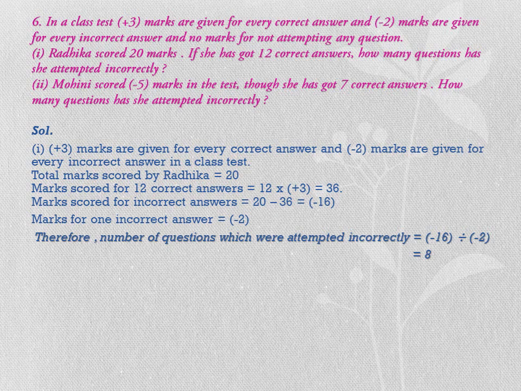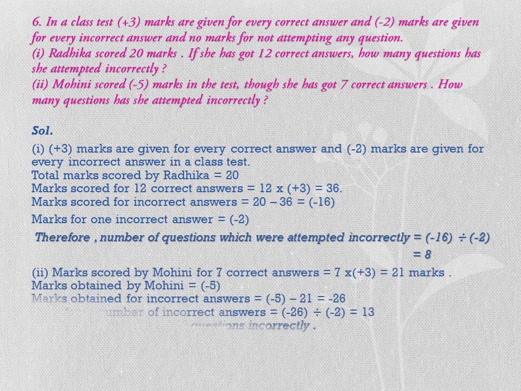Second question, marks scored by Mohini. Marks scored by Mohini for 7 correct answers is equal to 7 into positive 3 is equal to positive 21 marks. But her total score is only negative 5. Therefore, we can find out the marks obtained for incorrect answers is equal to total minus marks for correct. That is negative 5 minus 21 is equal to negative 26.